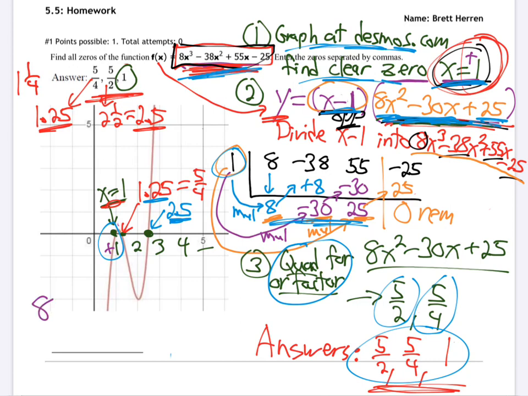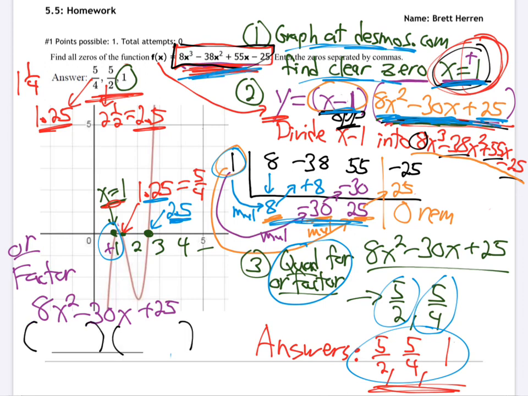You could factor. Here's the or: factor 8x squared minus 30x plus 25. How would you factor? Well, you write the two parentheses, and you ask what multiplies to be 8x squared? Well, you'd want to go with 4x and 2x. You might think, isn't it 8x times x? It could be. It just sort of depends. It's usually numbers closer together, like 4 and 2 are closer together than 8x and 1x. So I'm going to go with 4 and 2.